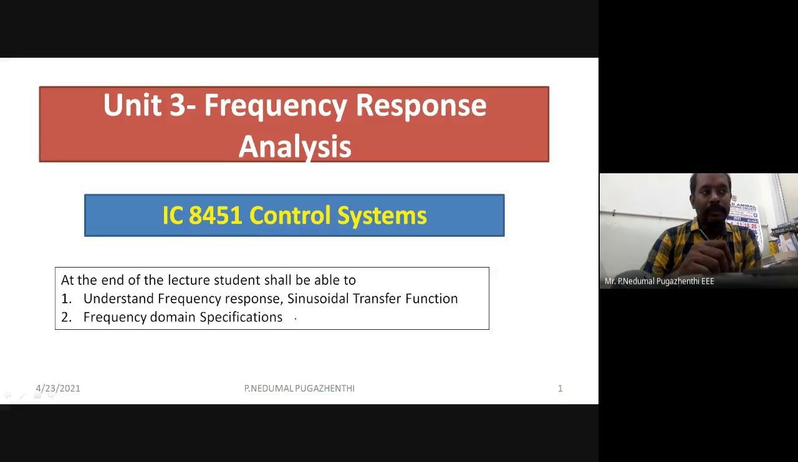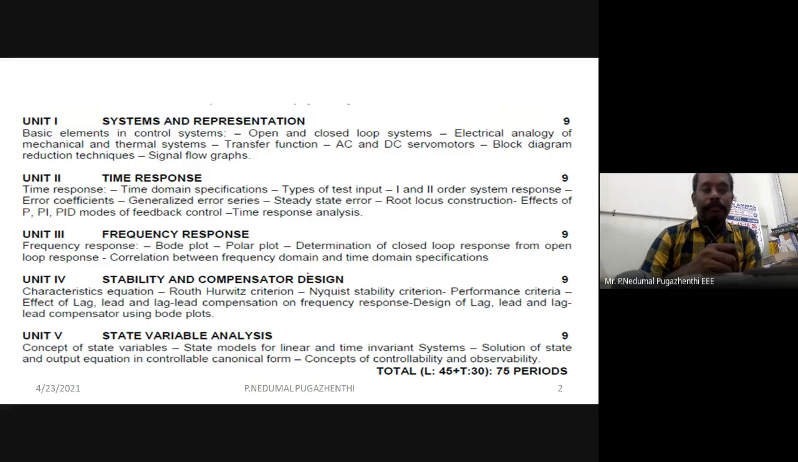Before getting into the actual definitions, let us see what the third unit says, what requirements are provided in the syllabus for the third unit. The third unit talks about frequency response, obtaining the frequency response using two graphical methods, one is Bode and the other is Polar, which help you to determine the closed loop response from the open loop response.